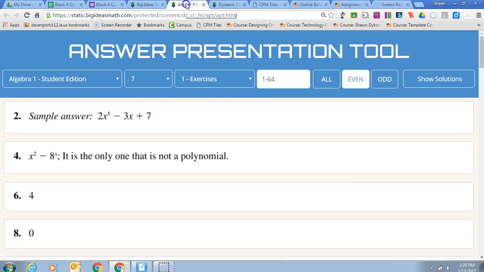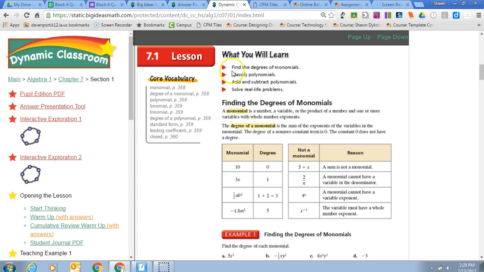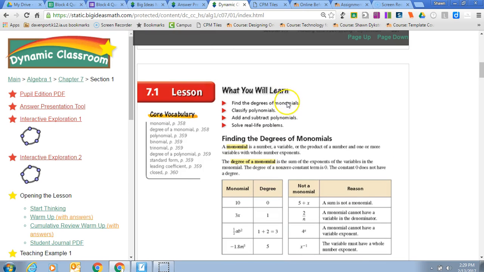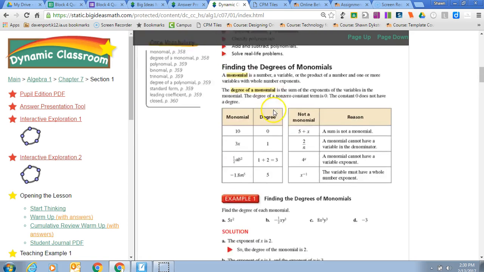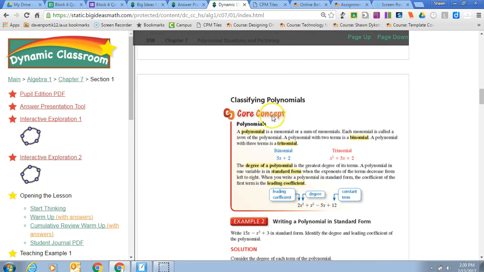For this presentation, I'm going to show you, let's see if I can find my book here. There we go. Chapter 7, Lesson 1 is the first lesson in our quadratic unit. We have 3 chapters going here, and the first thing that comes up is defining degrees of a monomial and classifying polynomials.